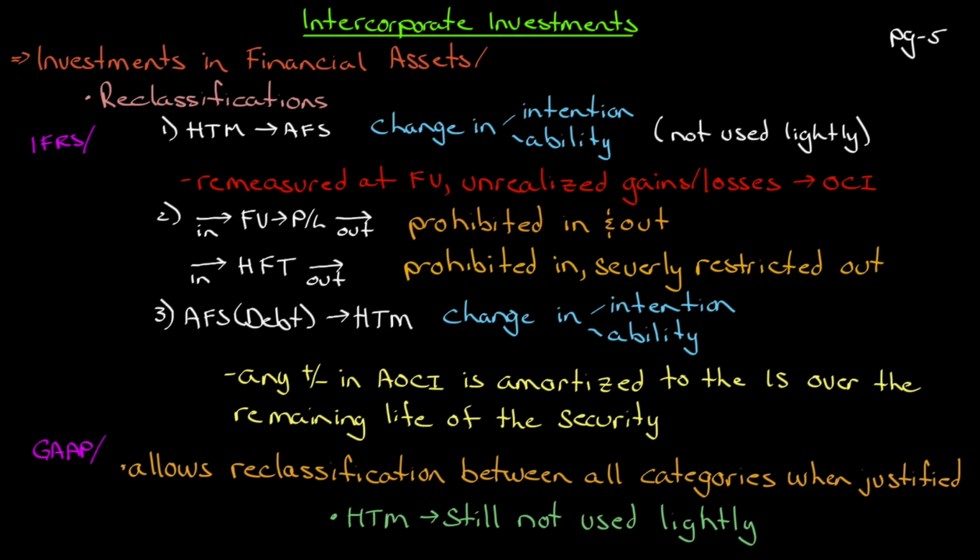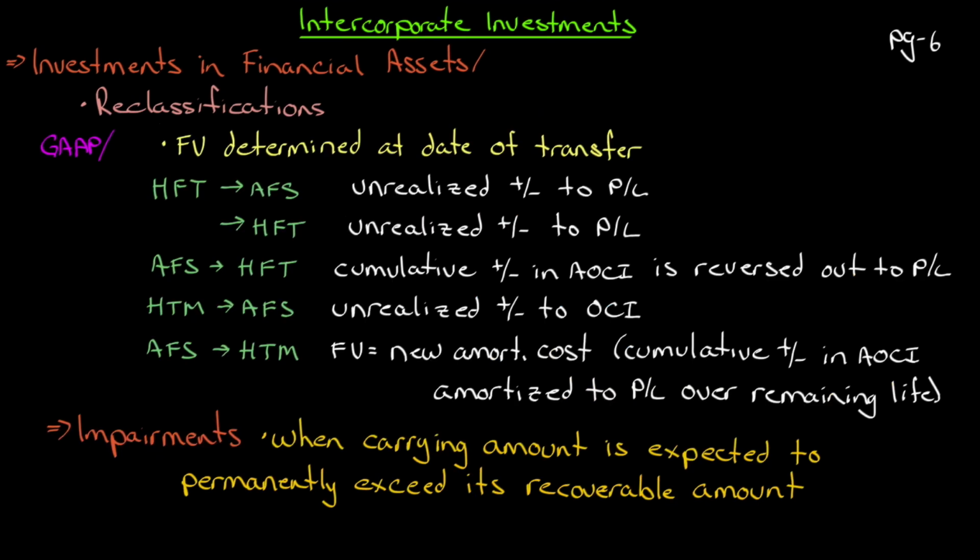GAAP, on the other hand, allows reclassification between all categories when justified. However, held to maturity is still not used lightly. So if it's classified as held to maturity, reclassifying it out has the same implications as IFRS. You don't do it very often. All right, let's look at some reclassifications under GAAP.